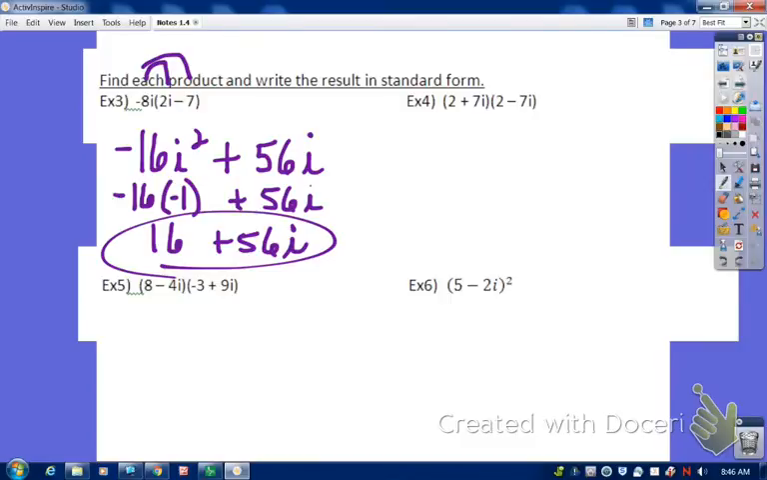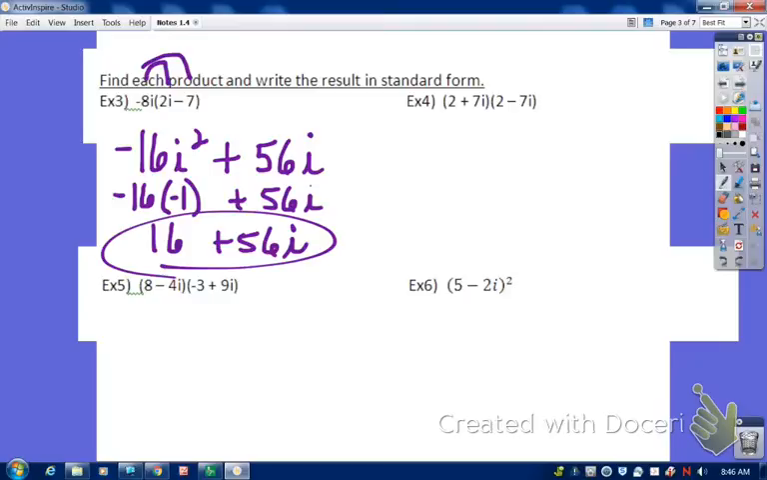So a lot of people, once they just get over the fact that i is an imaginary number and you treat it like an x until it turns into an i squared, and then you just substitute a -1 in its place, this section is not that bad. Okay? We're still multiplying. Oh, these binomials look like something that are special. They're conjugates. Why are they conjugates?